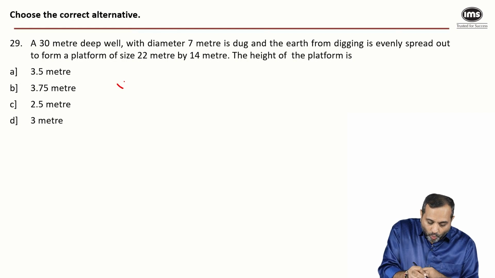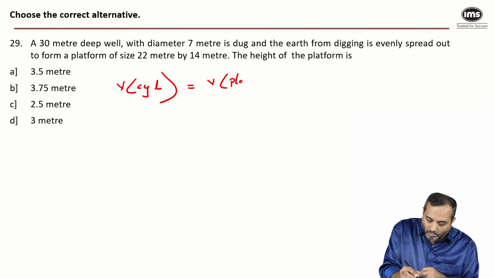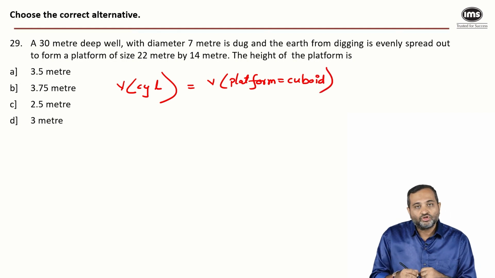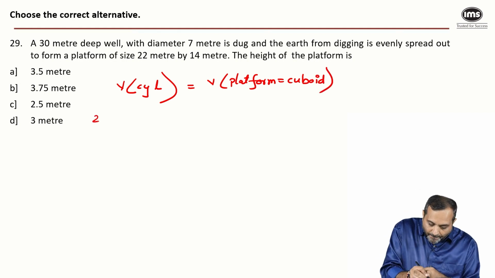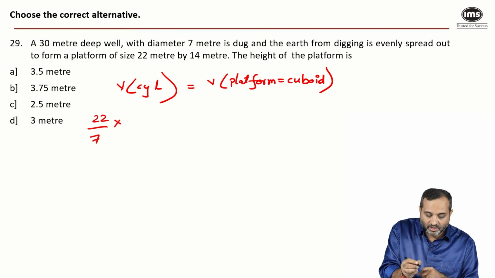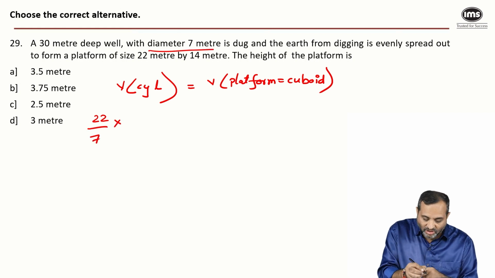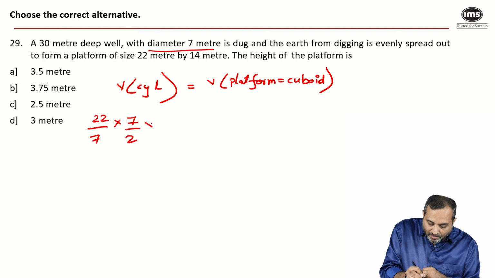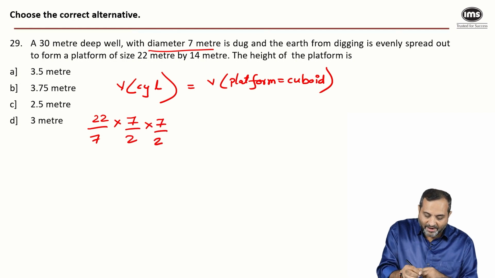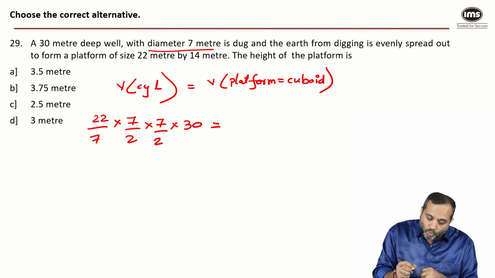So can I say volume of my cylinder should be same as volume of this platform, which is nothing but a cuboid. So what is volume of a cylinder? Pi r square. The diameter is given to me as 7, so please keep that in mind. So 7 by 2, 7 by 2, and height of that is 30. This is equal to volume of cuboid.